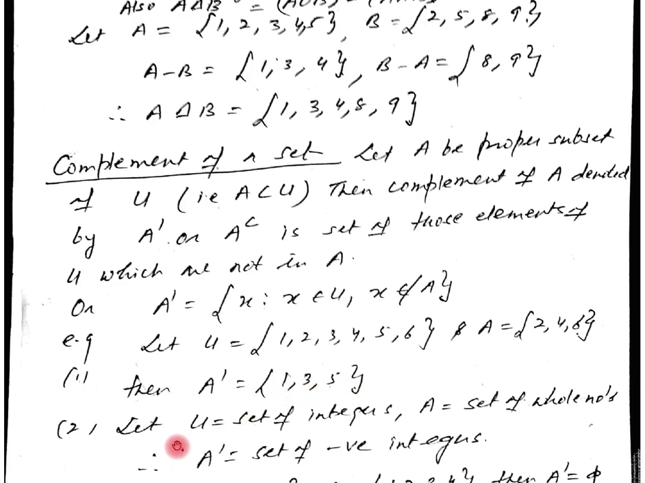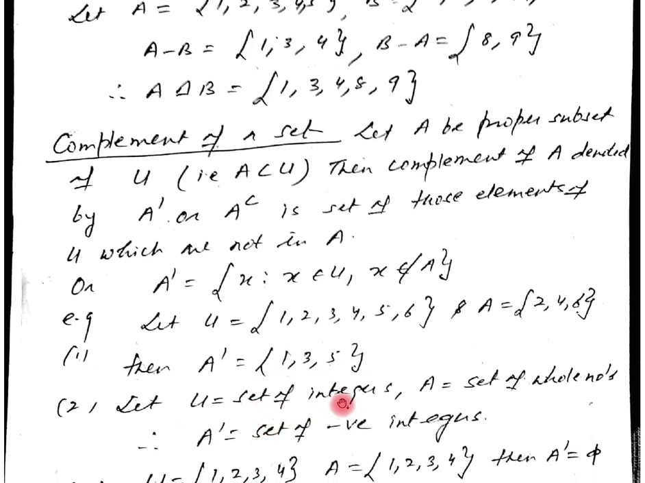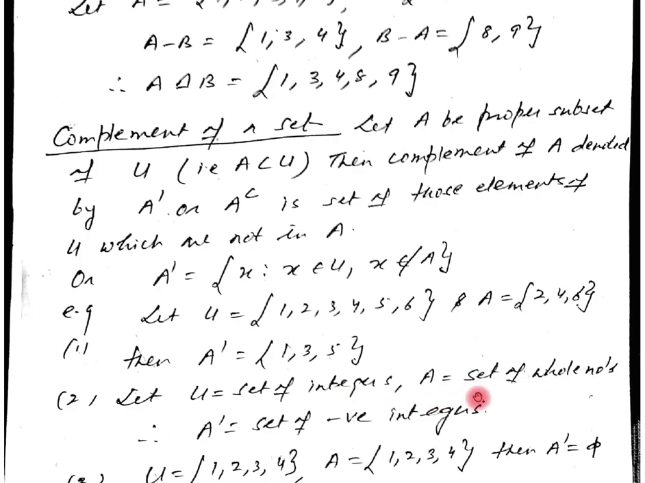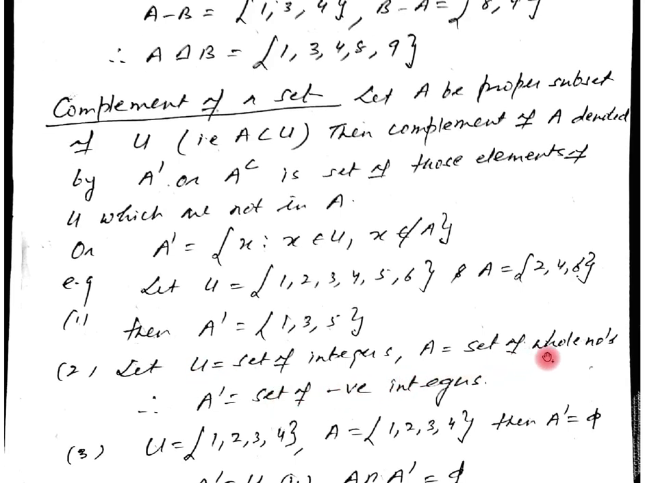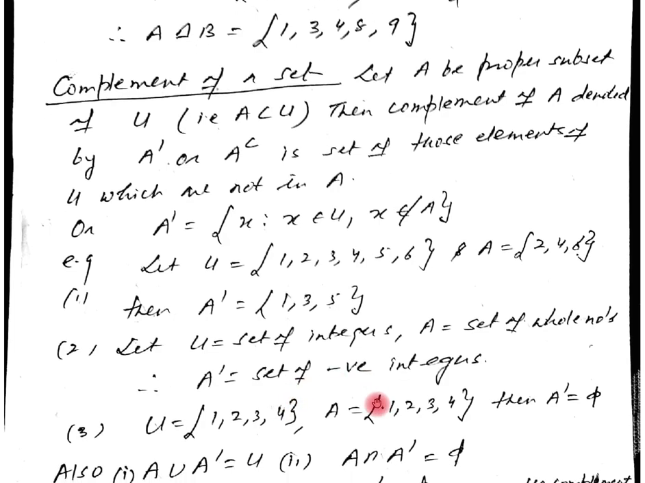Similarly, let us take another example. Let U be the set of all integers and A be the set of whole numbers. Then what will be A dash? A dash will be the set of negative integers, because the integers, we know, are all the natural numbers, 0, and the negatives of the natural numbers. Here I have taken U the set of integers, where A is the set of whole numbers, starting from 0, 1, 2, 3 and so on. Therefore, A dash is the set of negative integers.